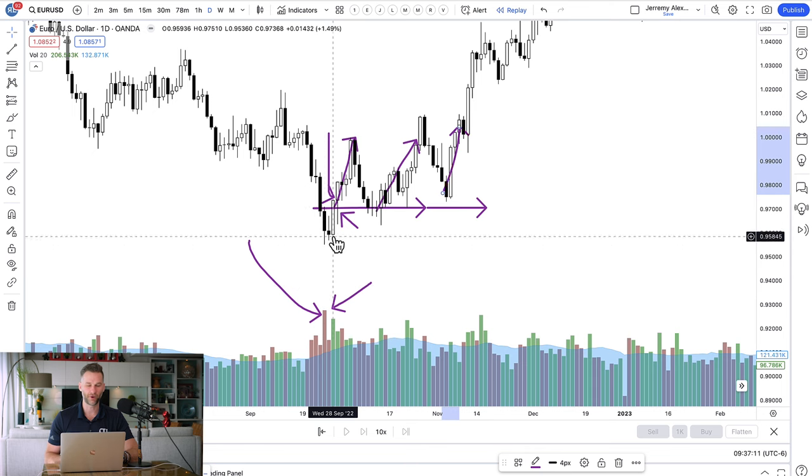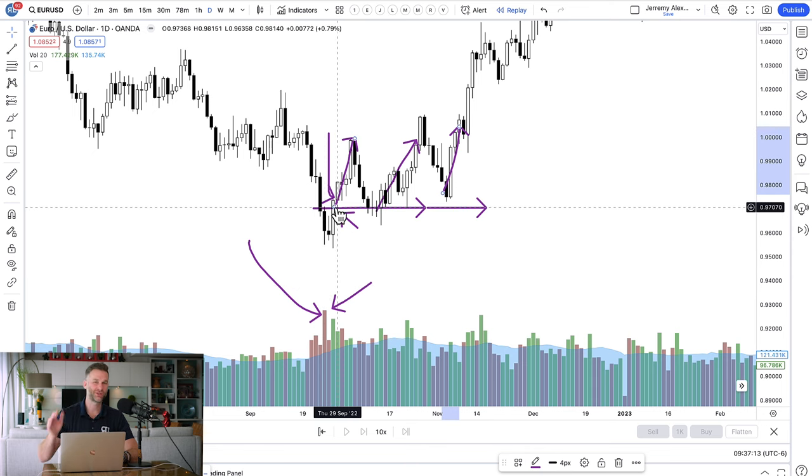above all that bear volume gave you a level that was so clean, so simple, so easy. You had trapped sellers, people who were getting squeezed out, people who had to buy to cover, which was forcing the price to go up. It's a very, very common practice.